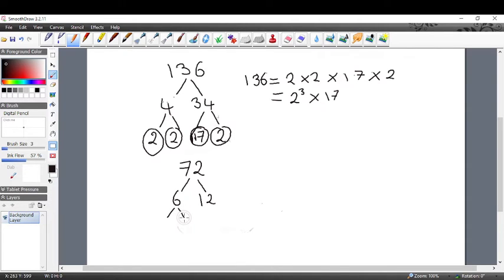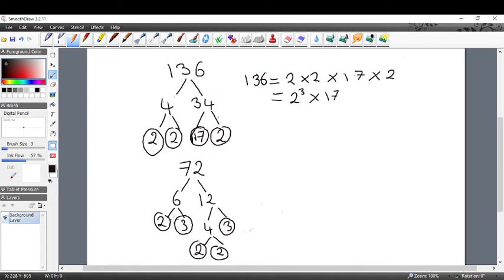So what two numbers can multiply to make 6? 2 and 3. And what about 12? 4 and 3. Then we determine whether they're prime numbers or not. 2 and 3, both of these are prime numbers, so we can circle them. And so is 3 over here. However, 4 is not a prime number because you can continue to find two numbers that multiply to make 4. In this case, it would be 2 and 2. So now you can circle those two again.